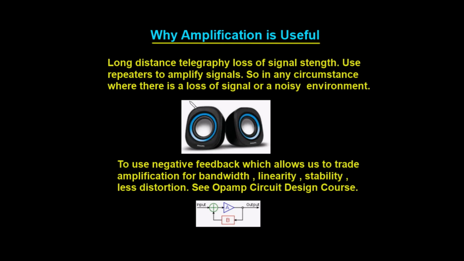So why is amplification useful? Well, I think we all know about speakers, and we're able to amplify the noise to create louder volume. But there's another area to amplification, and that is when we use it as negative feedback. This allows us to trade amplification for bandwidth, linearity, stability, and less distortion. Now this isn't really part of this course, and it's really part of an analog course. But what we have down here is a typical op-amp circuit using amplification and negative feedback to produce something useful.